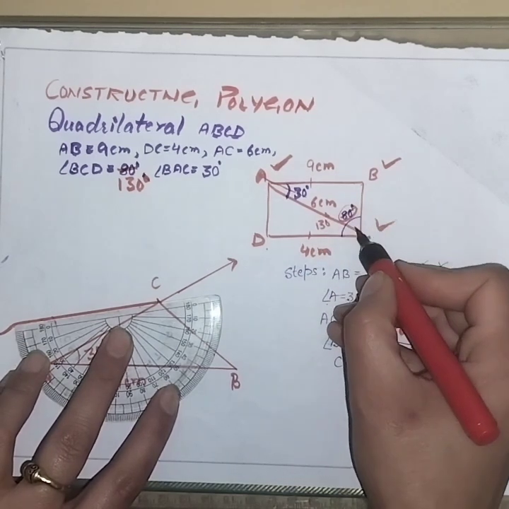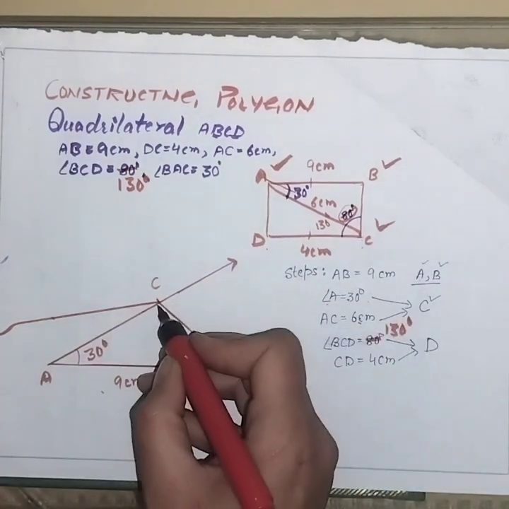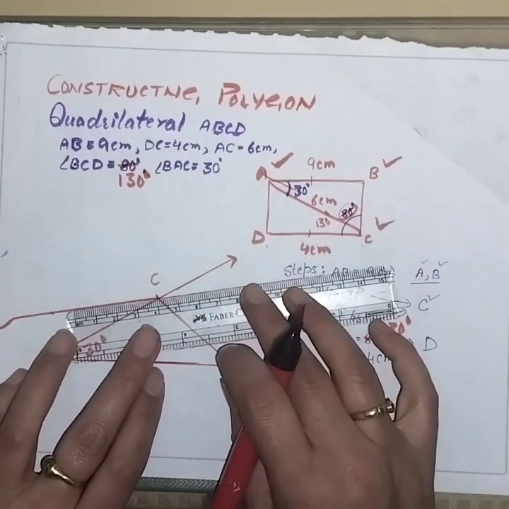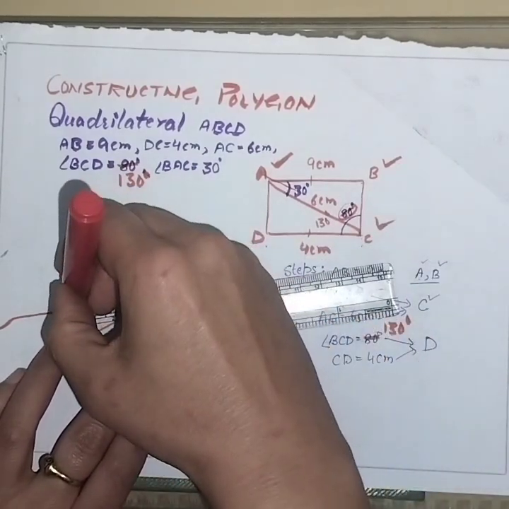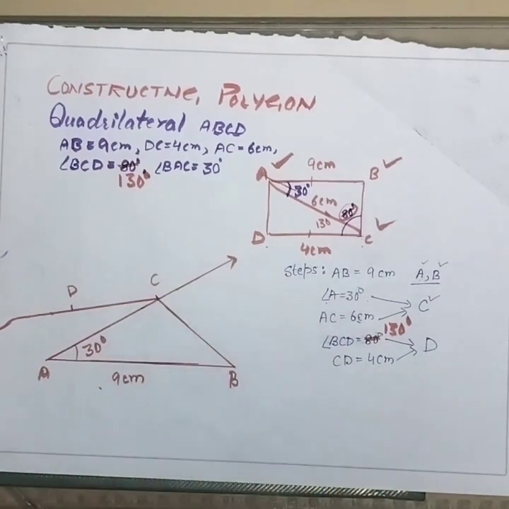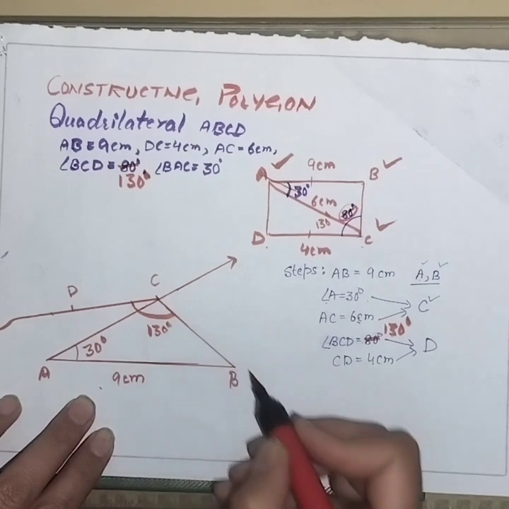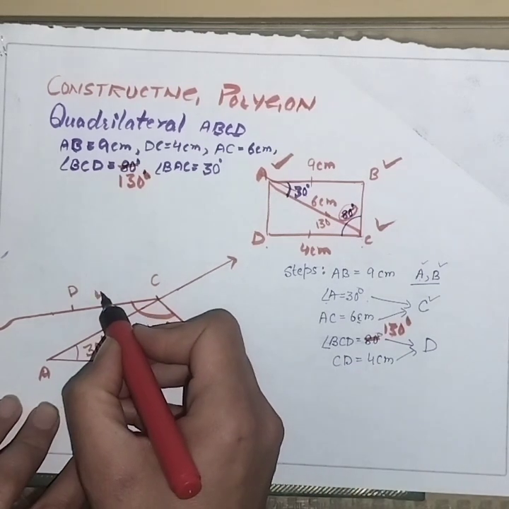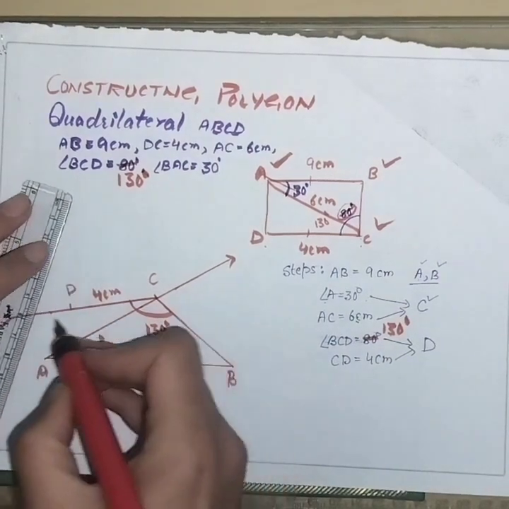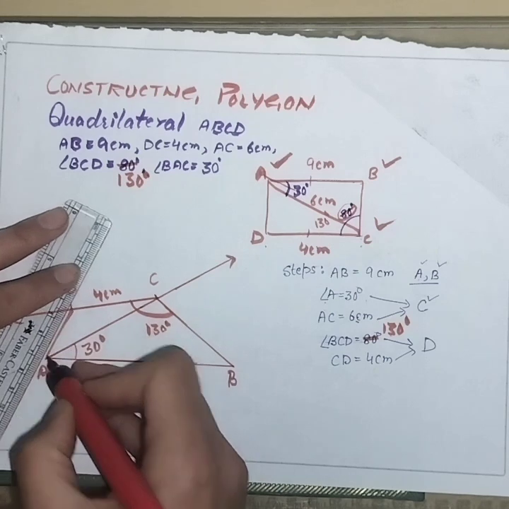In the 130 direction we have D, at a distance of 4 centimeter from C. So from C I just have to go 4 centimeter. Let me see, where is 4 centimeter? Here it is. So this is D. Okay. At an angle of 130 degree from BC and 4 centimeter away from C. Now all the 4 points are in the scene. So our quadrilateral is ready.